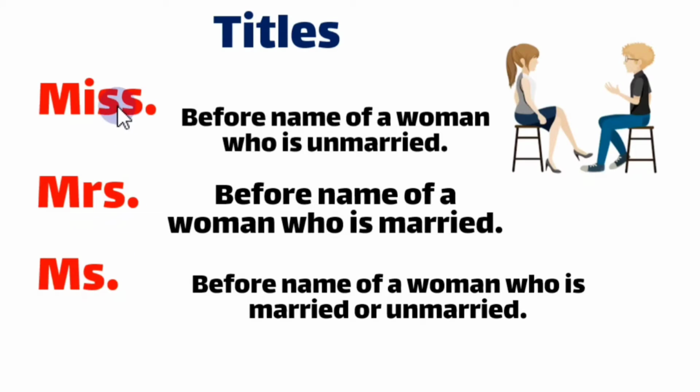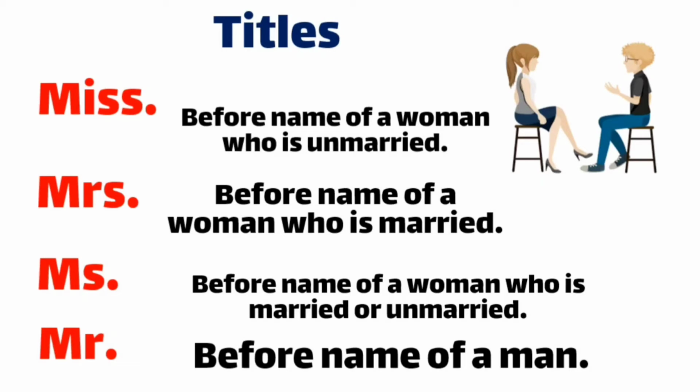Miss is for a woman who is not married or who is single. Mrs. is for a woman who is married. Ms. is for a woman who may be married or unmarried. And the last one, Mr.: we use Mr. before the name of a man, married or unmarried, that's not important. So we should know these four and use them in the right place: Miss, Mrs., Ms., and Mr.